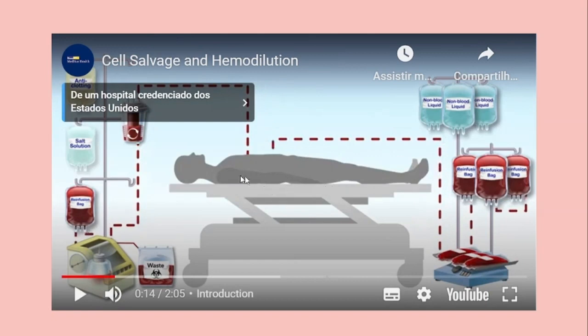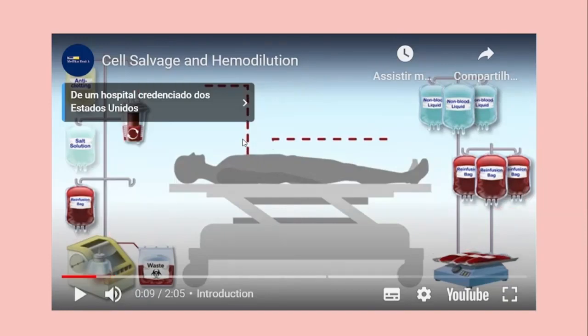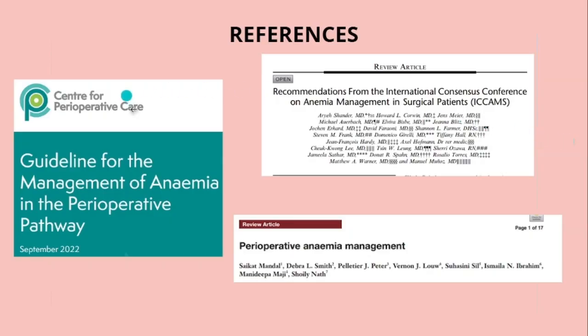In this case, the patient will be losing blood, which will be processed, and there will be a reinfusion bag for the patient. Or in this case, you have a pre-deposit bag that will be retransfused to the patient, and a non-blood liquid is given to the patient to reach a hemodilution state.